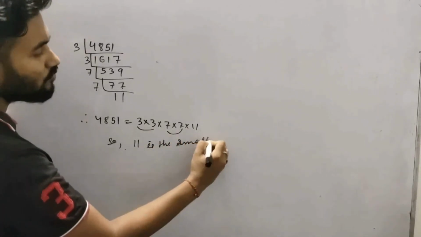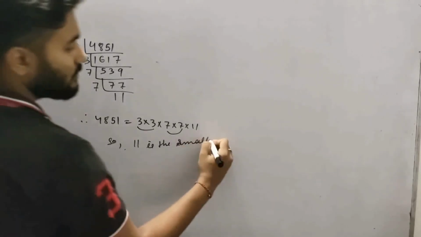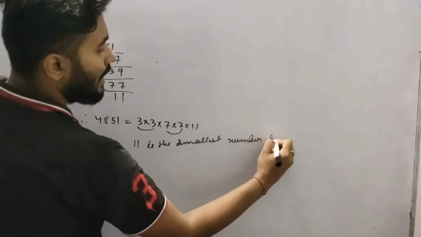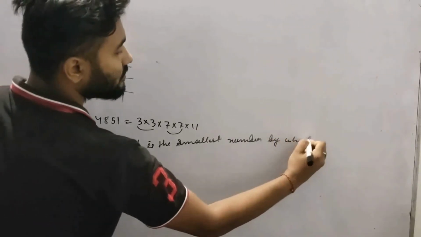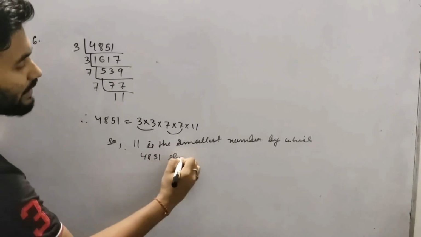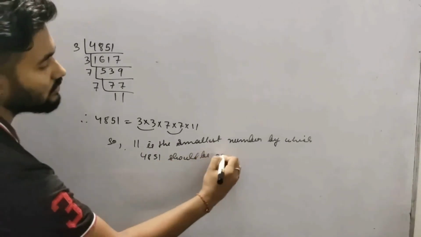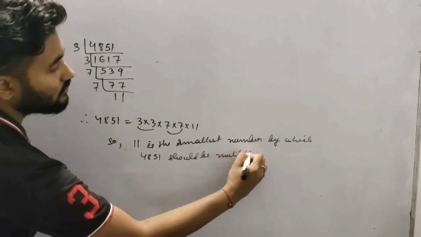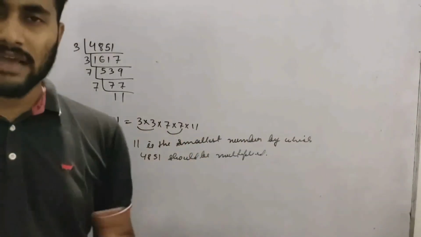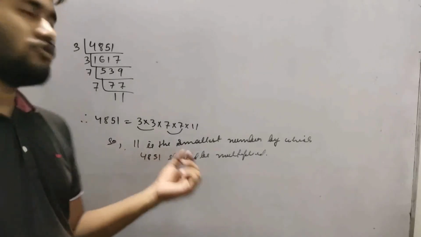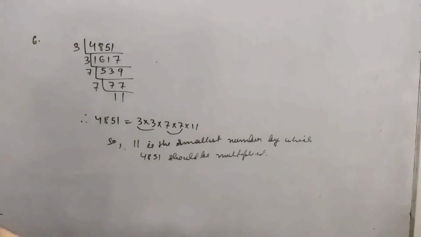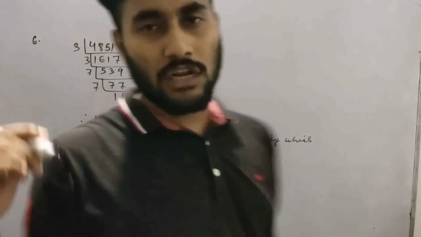Write the sentence from your book, from your question. So 11 is the smallest number by which 4851 should be multiplied. In short, in the exam you can write that therefore 11 should be multiplied. That one also, if you write, your answer is correct, you will get full marks. Okay, no problem. So understood? Very easy, question number 6.